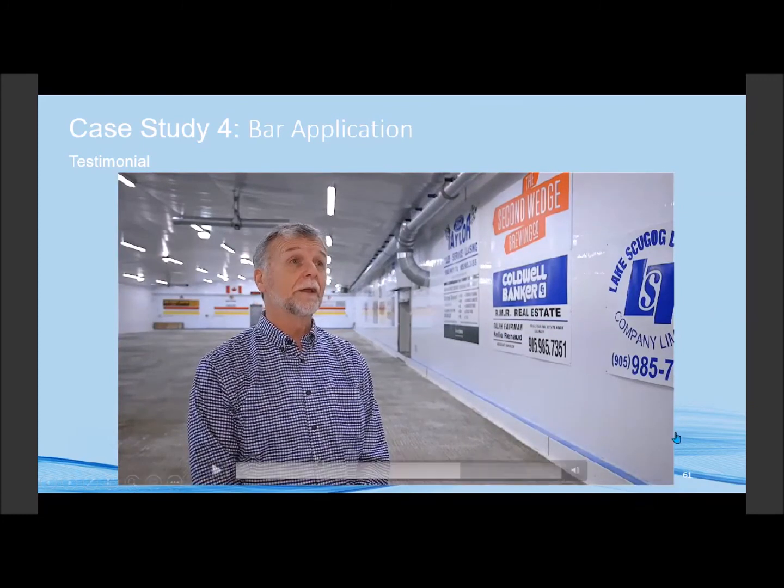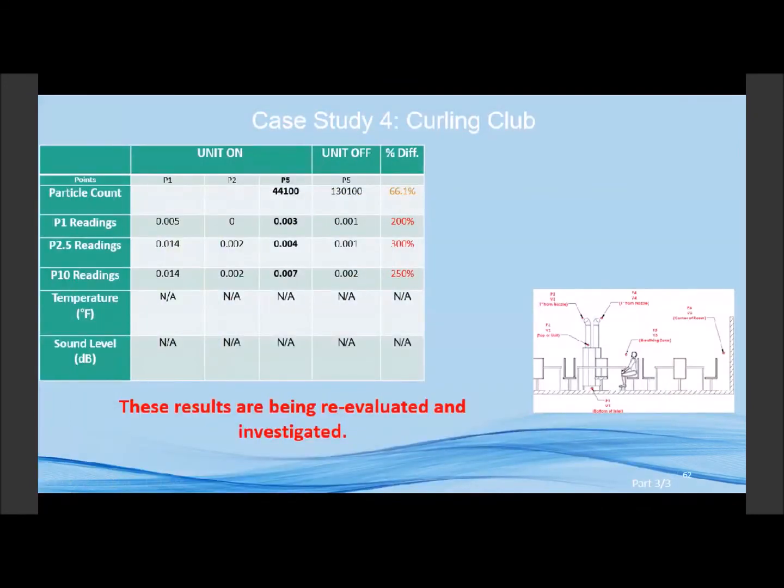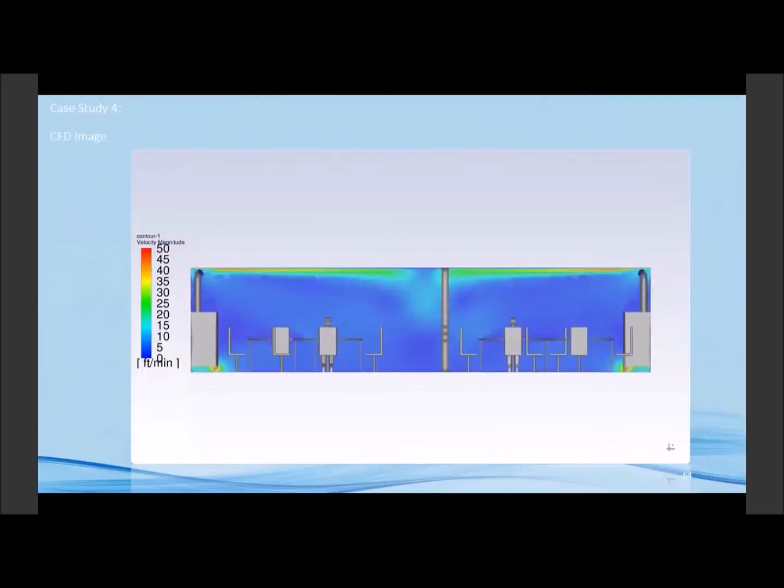Okay, so you can see some of the reductions we've had. The numbers in the bar area were already quite low, so it wasn't that difficult to get to some really low levels. But we did have an overall 66% reduction in particle count. And this is his bar area.